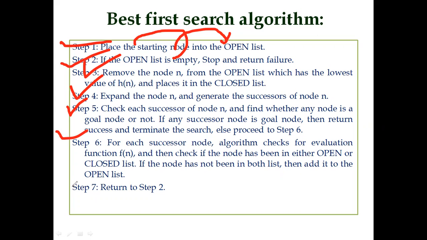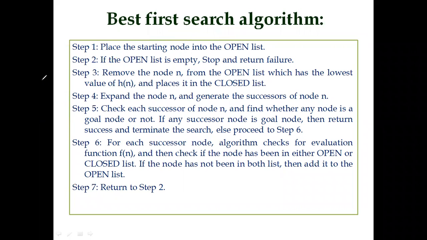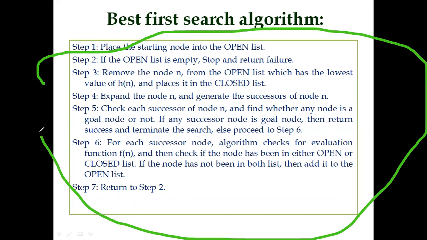Then coming to step 7, go back to step 2. What did step 2 say? Whether there is any more node in the open list or not. You are going to check that. Remember, you can continue only as long as there are nodes in the open list. So you go back to step 2 and check whether this list is empty or not. If it is empty, then you stop and return failure, since we did not find our searching node, and we stop there. So these are the steps involved in the best first search algorithm.